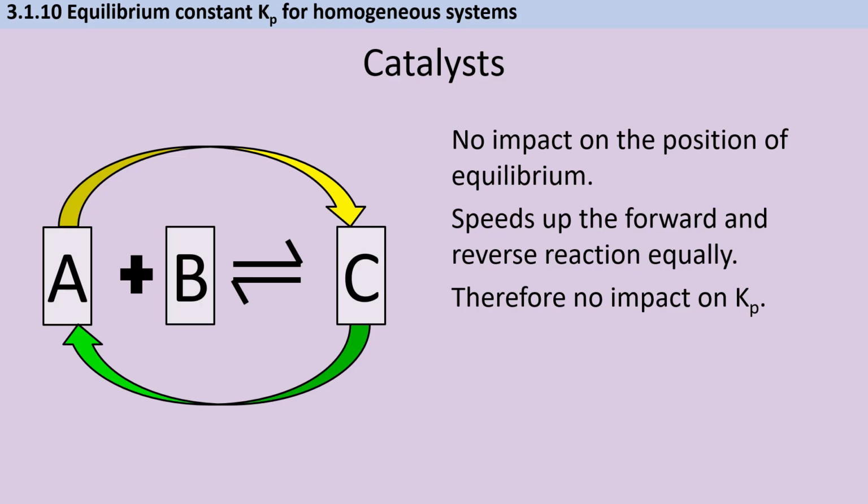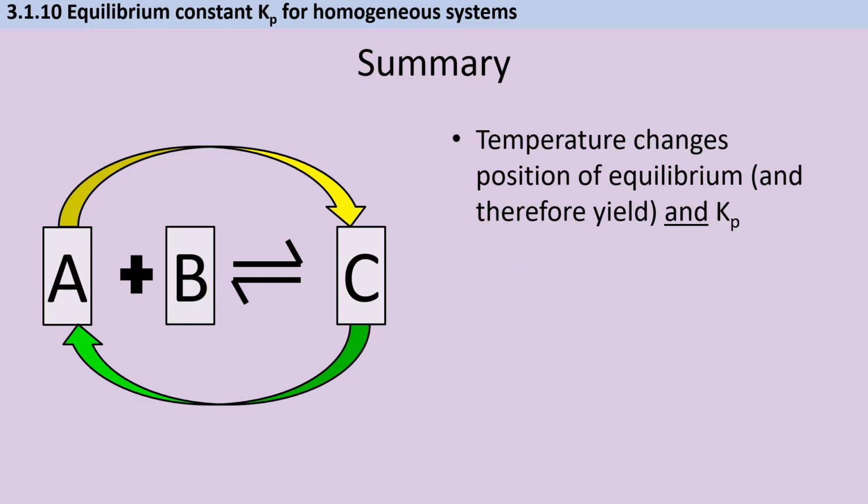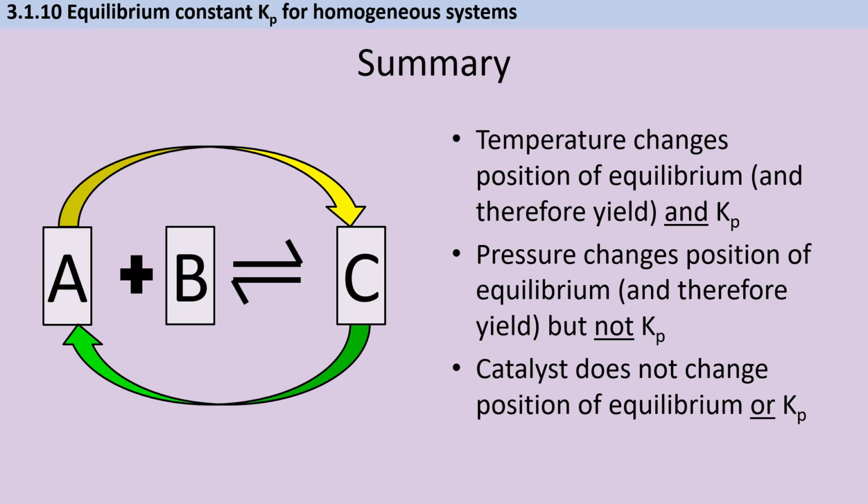Catalysts don't have any impact on the position of equilibrium, whether that's an equilibrium with solution or an equilibrium with gases that you've learned about in year 13. And the reason for this is that even though the catalyst speeds up the rate of reaction, it speeds up the forward and reverse reactions equally. So it doesn't have any impact on the value of Kp because it doesn't have any impact on the position of equilibrium. So to summarise that, temperature will change the position of equilibrium and therefore yield and Kp. Pressure will change the position of equilibrium but not Kp. And catalyst will not change either.